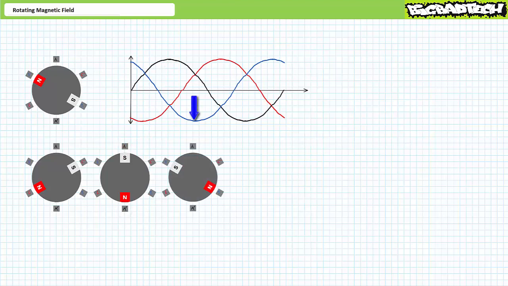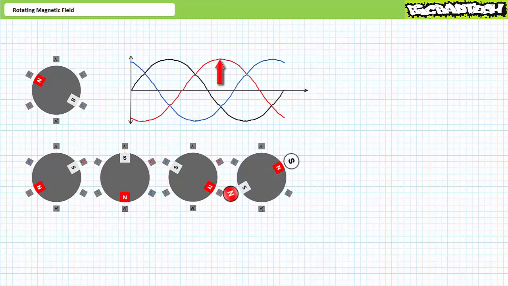Some moments later, L3 peaks negatively. B is the south and B' is the north. The north end of the rotor is attracted to B, and the south end of the rotor is attracted to B'. The rotor continues to turn counterclockwise. Some moments later, L2 peaks positively. C is the north and C' is the south. The north end of the rotor is attracted to C', and the south end of the rotor is attracted to C. The rotor continues to turn counterclockwise.